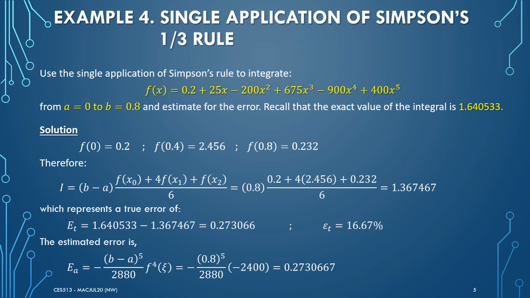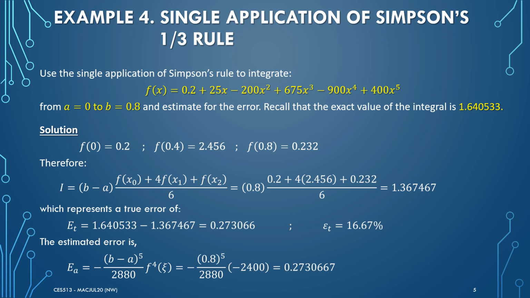So now we will look at example 4, which is for single application of Simpson's one-third rule. Use the single application of Simpson's rule to integrate the function f(x) equal to 0.2 plus 25x minus 200x squared plus 675x cubed minus 900x to the power of 4 plus 400x to the power of 5, from a to b, and estimate the error. Recall that the exact value of the integral is equal to 1.640533.